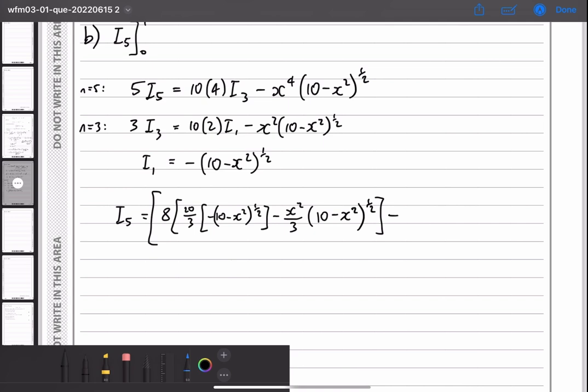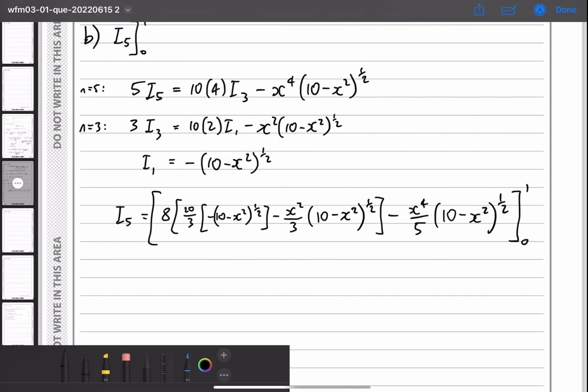And then we've got minus, and again, I've divided everything there by 5, so don't forget the over 5 there. 10 minus x squared to the half. And all of that, big brackets, needs to be evaluated from 0 to 1.